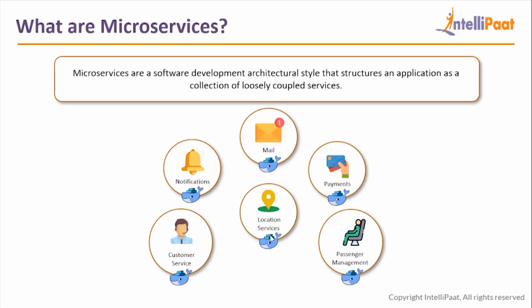And now this also solves the problem of the barrier of adopting new technologies. Reason being, your containers could be of different technologies. For example, your customer service could be written in Python, your notifications could be written in Java. But if they have to interact with each other, they can interact through JSON.